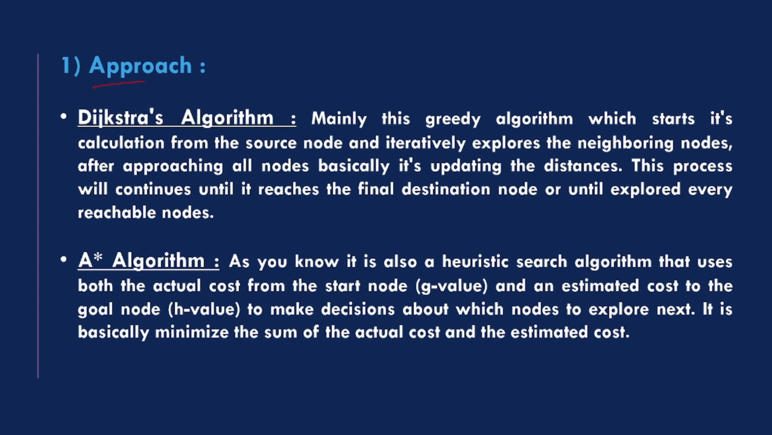For the A-star algorithm, as you know, it is also a heuristic search algorithm that uses both the actual cost from the start node, the G value, and an estimated cost to the goal node, the H value, to make a decision about which node to explore next. You know the formula for the A-star algorithm? It's f(n) = g(n) + h(n), in which h(n) is the estimated cost and g(n) is the actual cost, so you can relate to it.